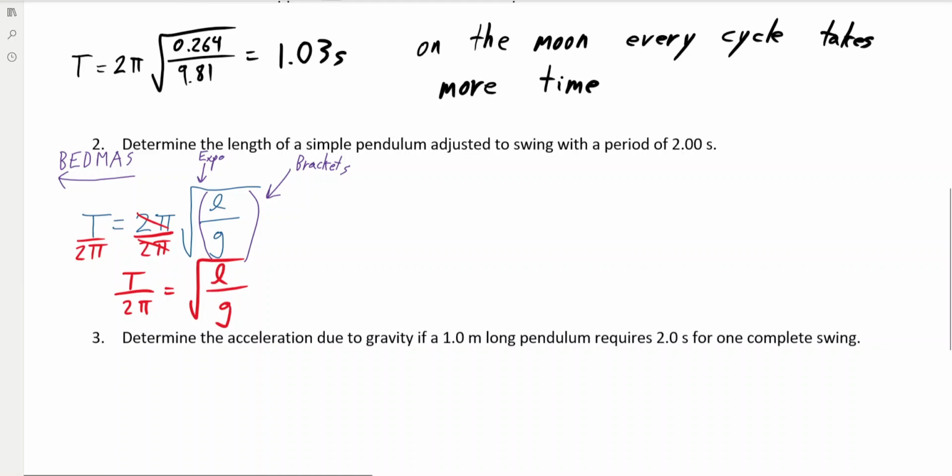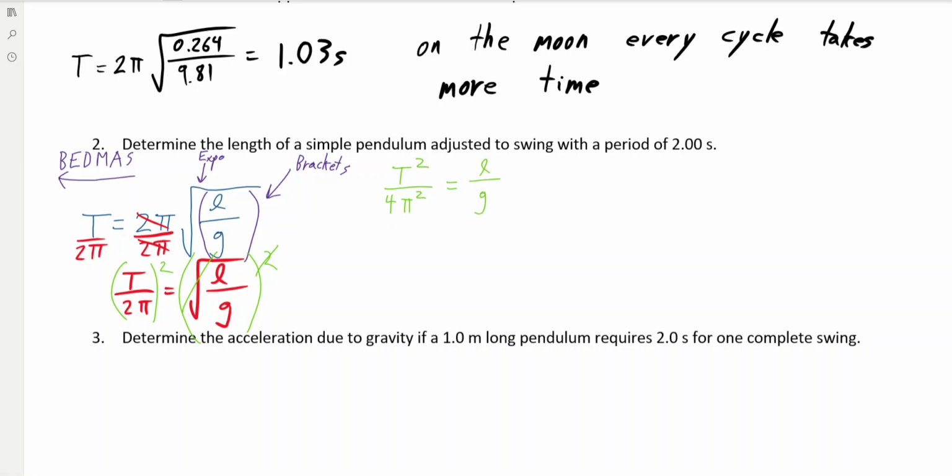So what's the next step we do? The next step is to square both sides, because we want to get rid of the square root, so we need to square both sides. So that will get rid of the square root, so we're going to be left with t squared over 4 pi squared equals L over G.